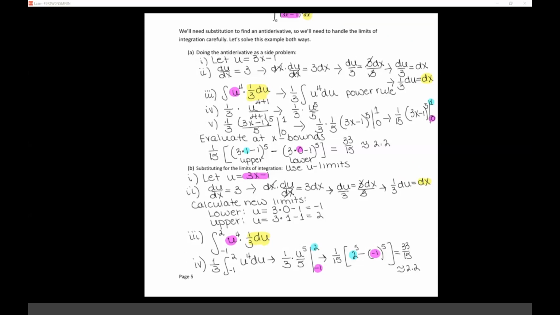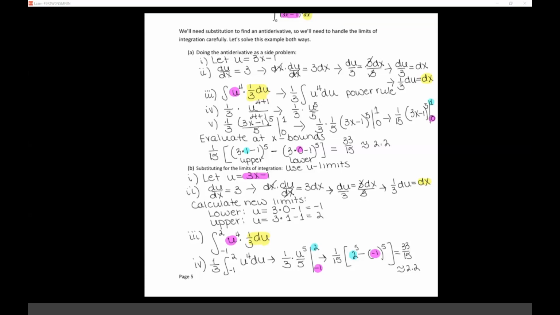Okay, as long as you remember to recalculate the limits on the integral. Gil likes B, good. Okay, excellent. As long as you're comfortable with recalculating the new limits, you're good. All righty. Let's take a look.